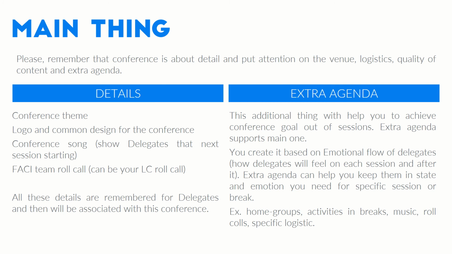Main themes and details will help you make your conference better. Why? Because a conference is an event, and all events are about details. So it is better to have a conference theme. It can be the theme of your LC, like a mascot, like a wolf or hero. It should be like a logo of the conference, better with a common design for the whole conference. Better to have a conference song, so you train this behavior of delegates: this song started, you need to go to the plenary. And the facility roll call can be your LC roll call, because you have a lot of newbies, so they will learn how to dance it.